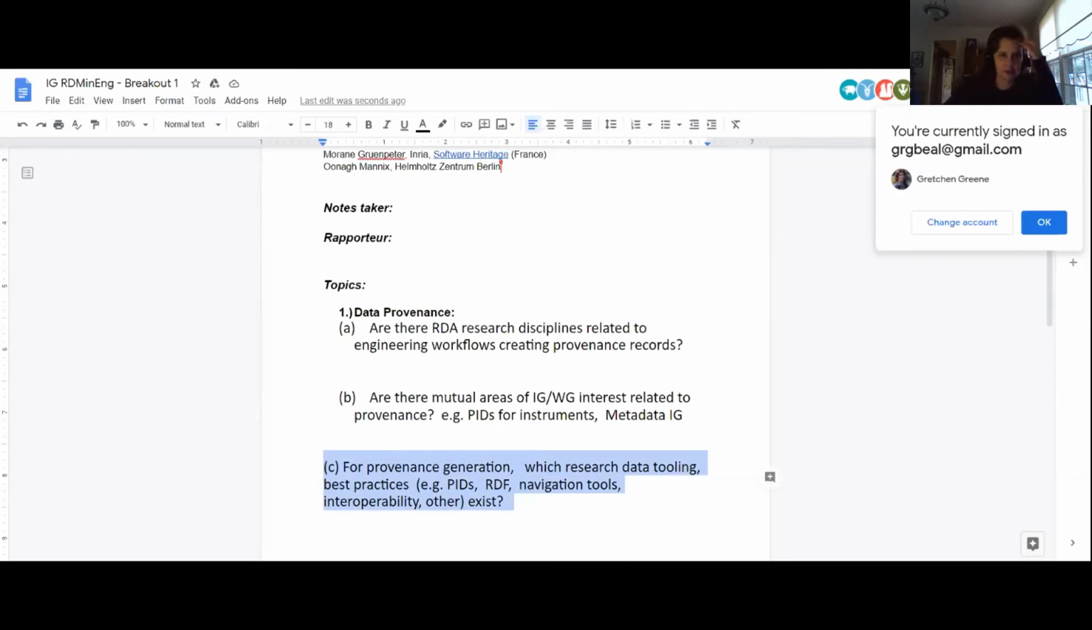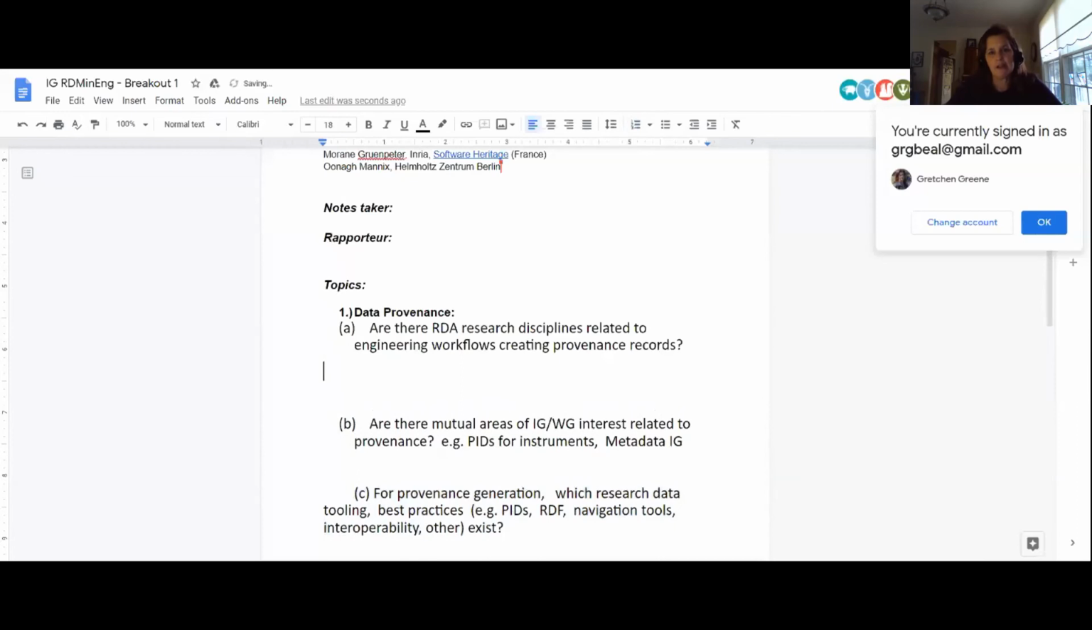So this is a discussion we wanted to have for data provenance, and I have 3 question areas here that we were exploring. The first one is a question to you. Do you have other research disciplines, whether they're associated with other work areas in RDA or your own research area, that would be helpful for engineering workflows and creating provenance records? So this is just putting a feeler out for other research disciplines to consider for engineering workflows. Feel free to unmute yourself and share any ideas that you might have.